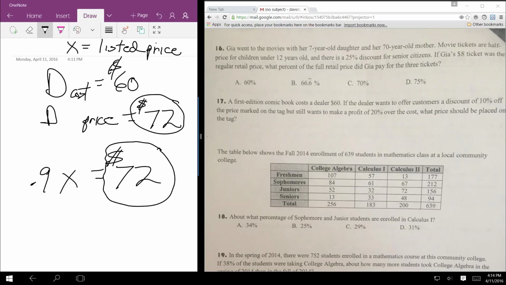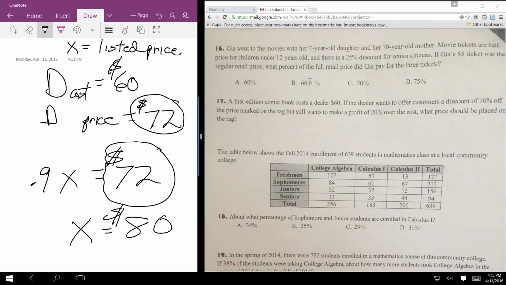He wants to make sure he makes a $12 profit. So now all I have to do is solve this equation. What's x equal to? 80. Yeah, now let's go back and check that.